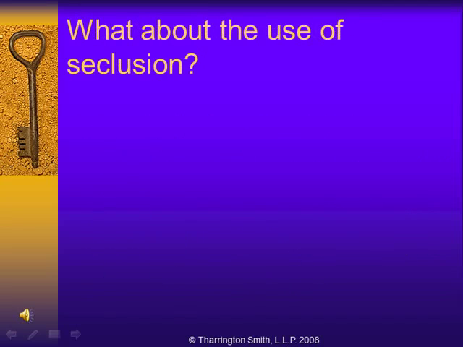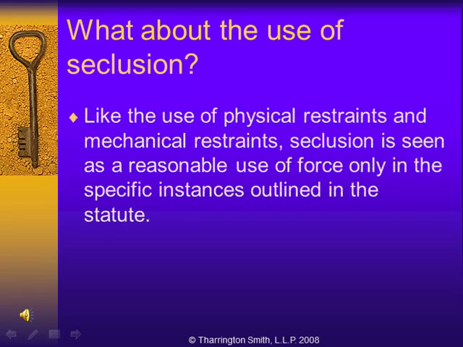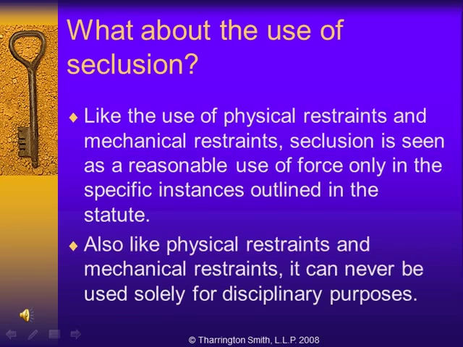Now we will discuss seclusion. Remember, seclusion occurs when a student is placed alone in an enclosed space from which he or she cannot leave without help. Like the use of restraint, the use of seclusion is limited by law to very specific situations. These situations are listed in the statute, and we will discuss each in turn. Also, like restraints, seclusion can never be used solely for disciplinary purposes.